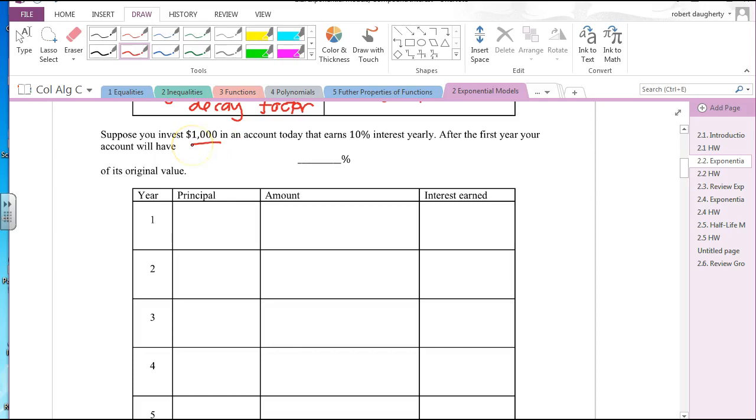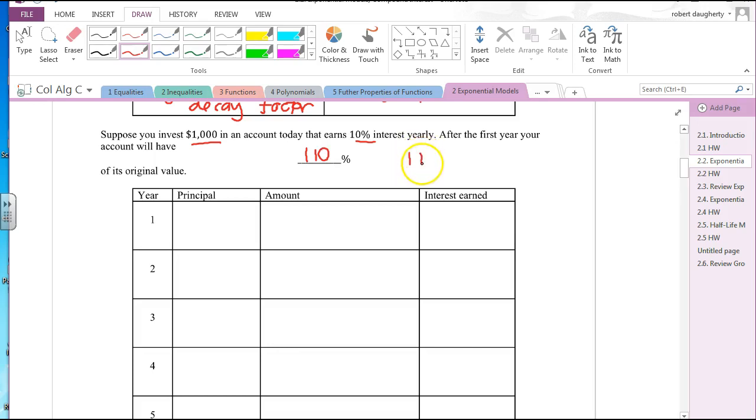If you have $1,000 in a bank account and it earns 10% interest every year, at the end of the first year, how much interest did you earn? $100, which is how many percent? 10%. So you end up with 110% of what you started with, right? Everyone understand that? Okay. How do I convert percent to decimal?